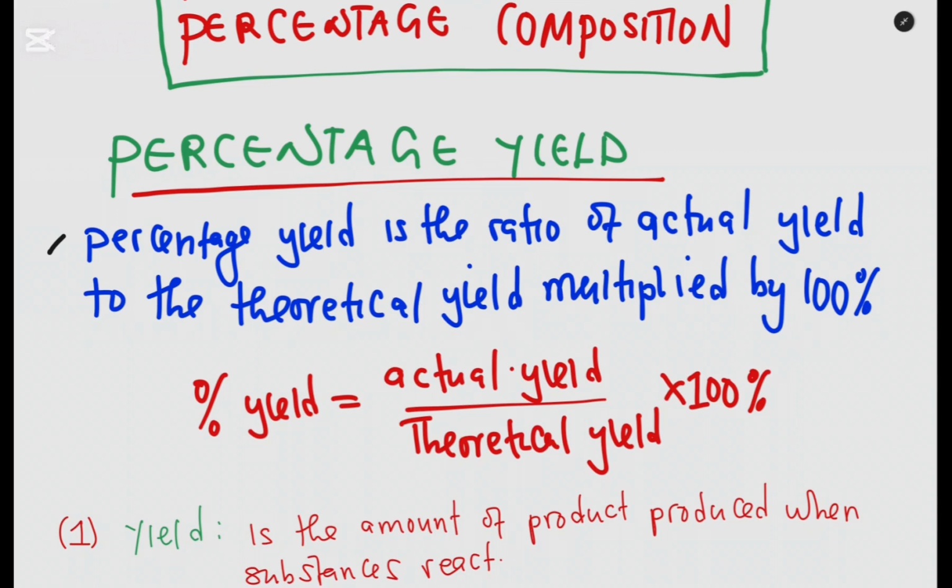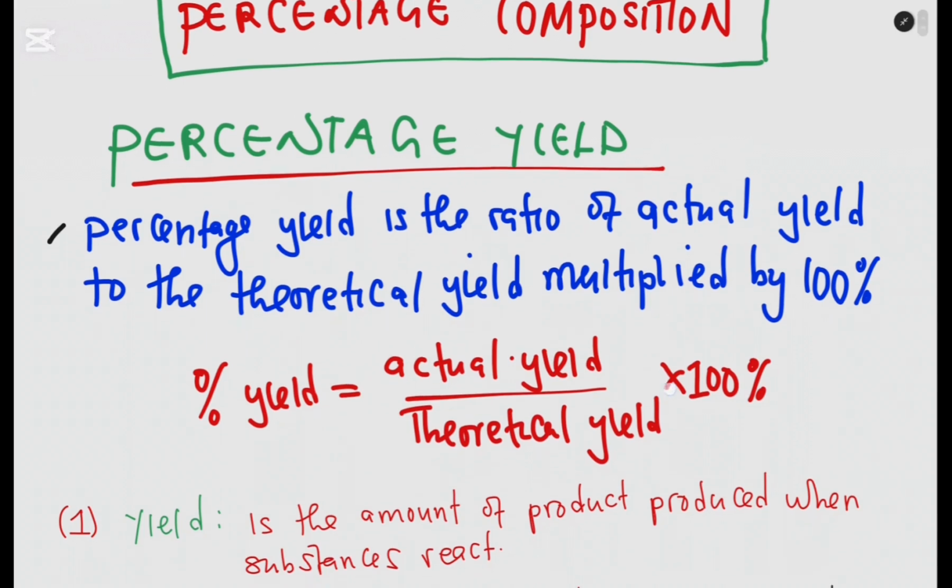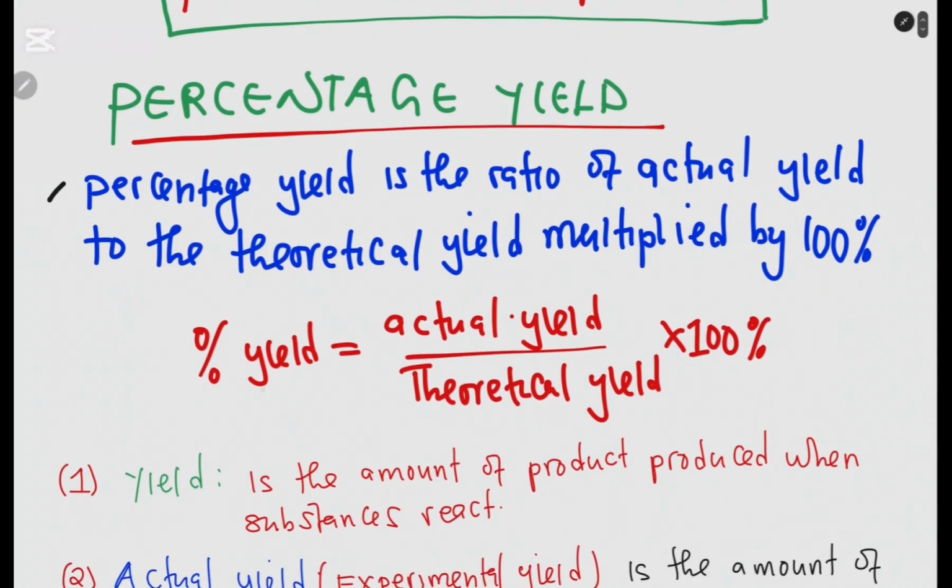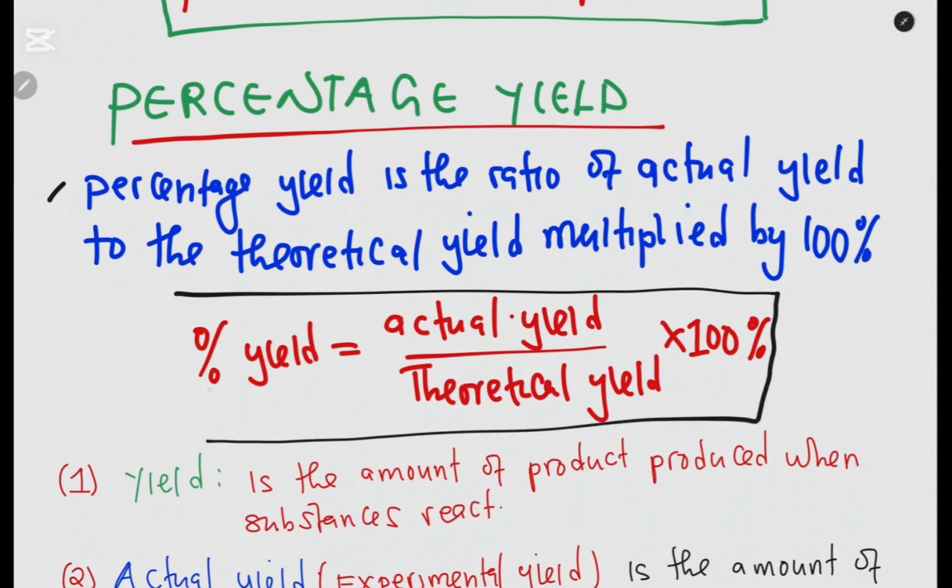Now, how does it look in terms of a formula? How do you calculate percentage yield? In this case, percentage yield is equal to actual yield divided by theoretical yield multiplied by 100%. So this is exactly how the formula looks for percentage yield, and this is what we are going to use as we go on. So you might want to master this formula.